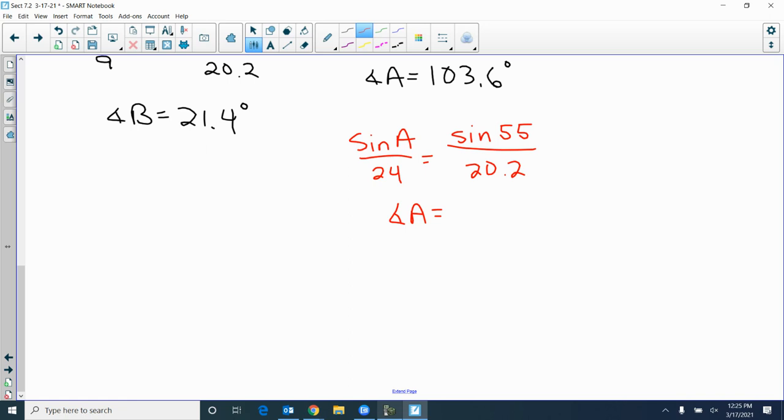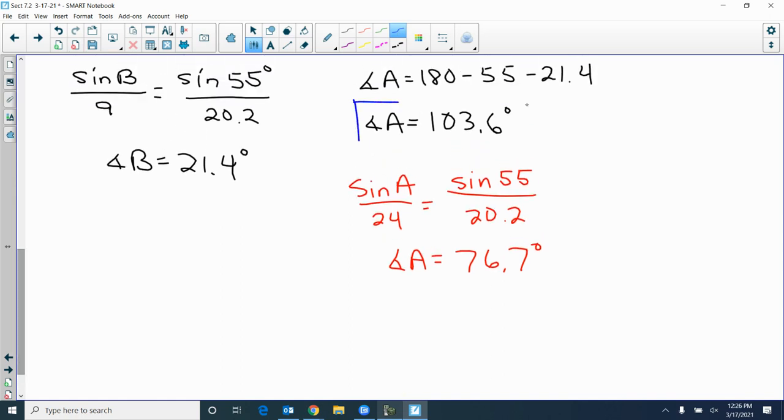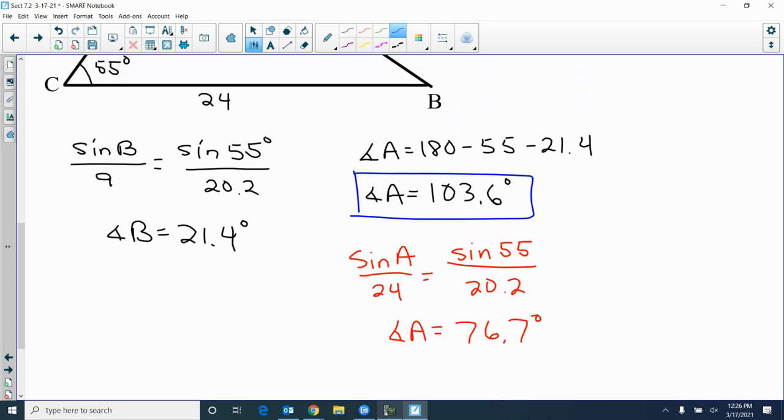Do that, see what you get for angle A. 76.7, do we agree? All right, that is wrong, because we already figured out angle A is 103.6. If you found that as 76.7, and angle B is 21.4, and that's 55, they don't even add up to 180. Your calculator is always going to give you that wrong answer in this situation.